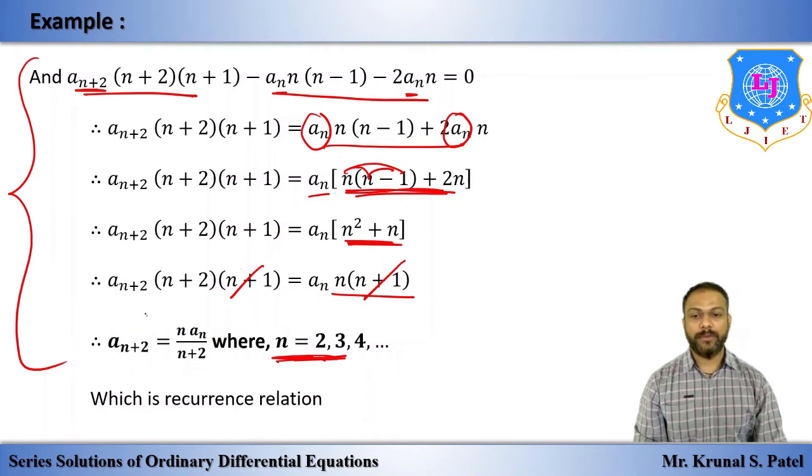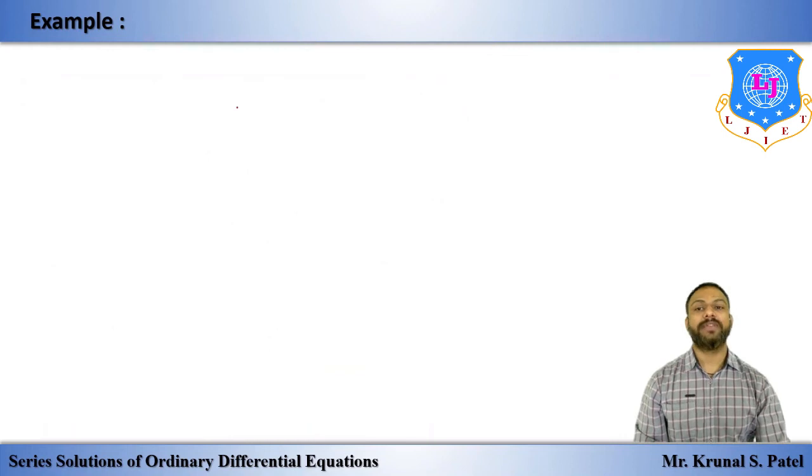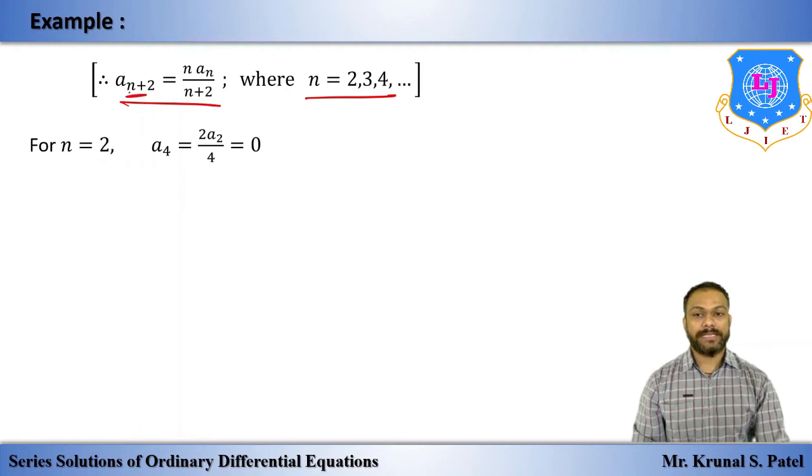Now we will put the values n equal to 2, n equal to 3, n equal to 4 in this recurrence relation. So first, for n equal to 2, n plus 2 becomes 4, and we have a2. We already found that the value of a2 is 0, so this becomes entirely 0. So we have a4 equal to 0.